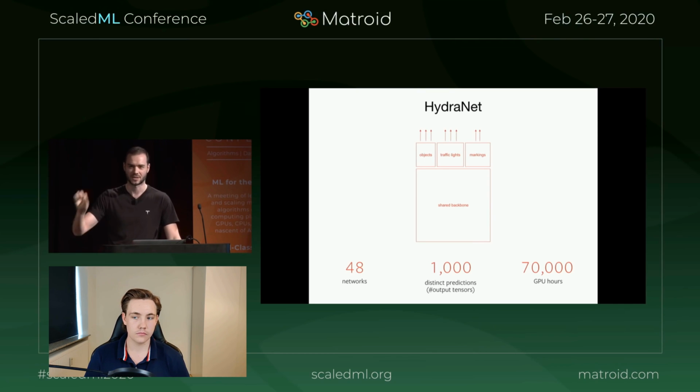If you just take all of our networks and you add up the output tensors, it's 1,000. And those tensors, of course, can have multiple predictions in them. None of these predictions can ever regress, and all of them must improve over time. And this takes 70,000 GPU hours to train all of the neural nets. If you have a node with 8 GPUs, you will be training for a year.